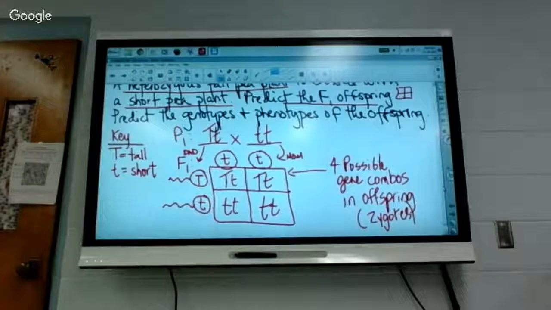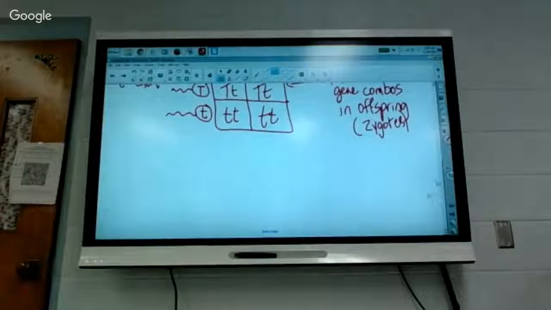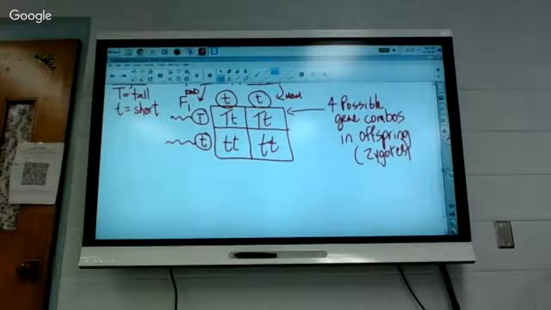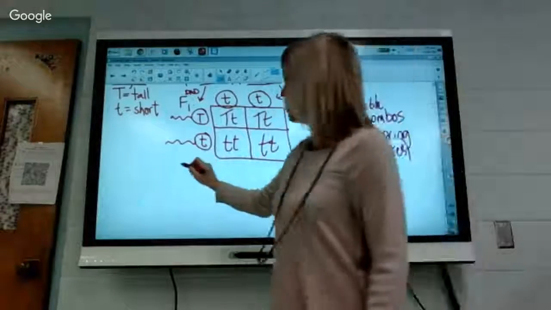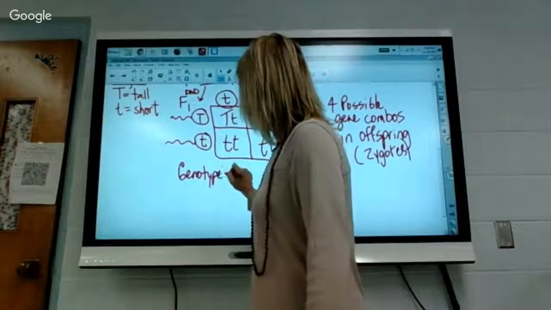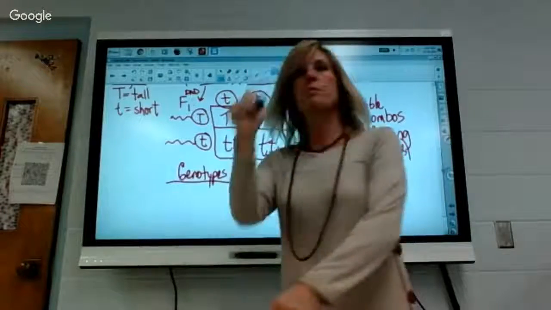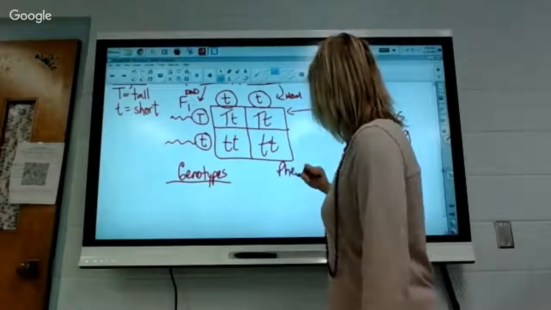Well, you've done key, parent, predict the offspring. What we haven't done is the last part, and that's predict the genotype and phenotype. Technically you have, we just have to write it out. So the genotypes of the offspring are in this box. So these are the genotypes. So we're going to write geno. Eventually, when we do this, you'll just put G and P, okay? We're just writing more than what you really have to in the future.